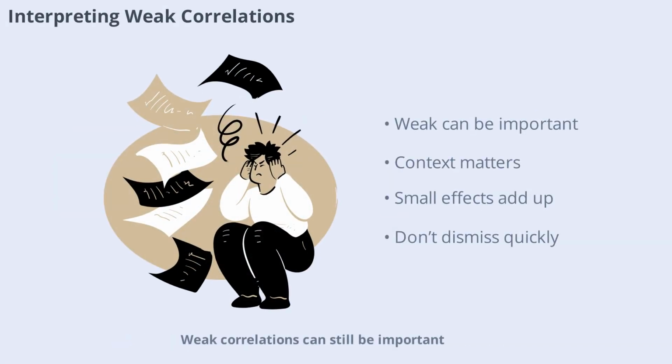Weak correlations can still be important, especially in complex systems where many factors interact. A coefficient around 0.3 might not seem impressive, but in fields like social science or medicine, even small relationships can matter. Always consider the context of your data and the potential impact of weak correlations before dismissing them.